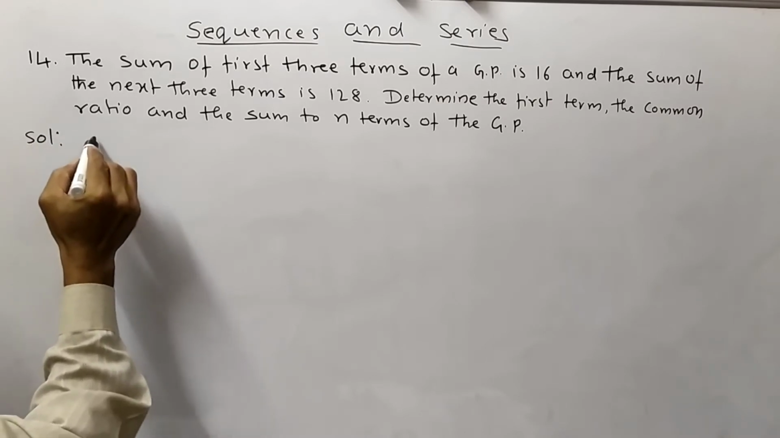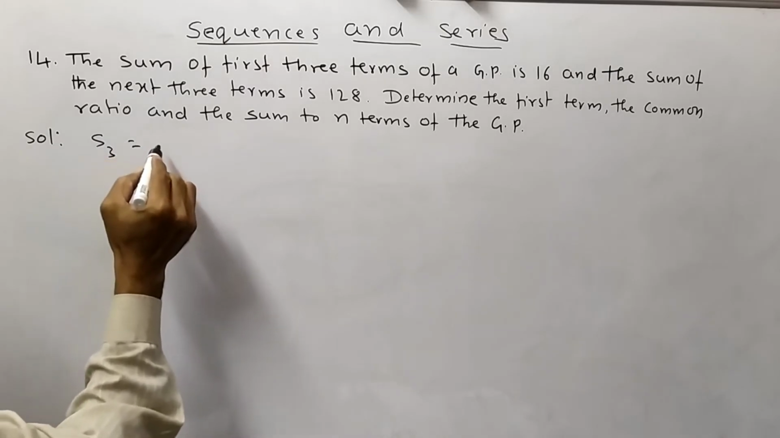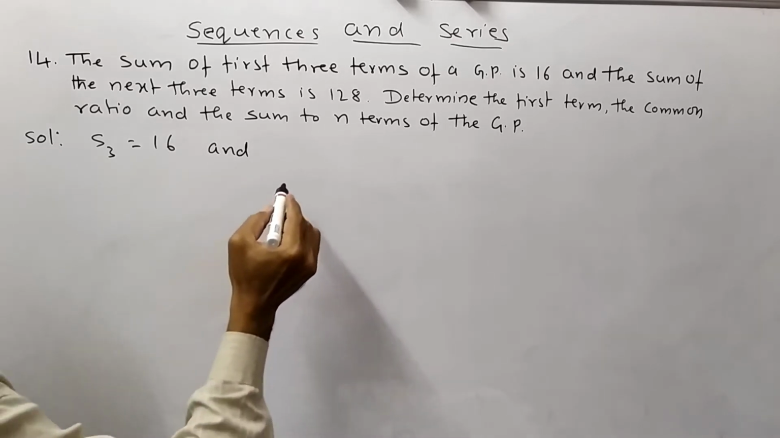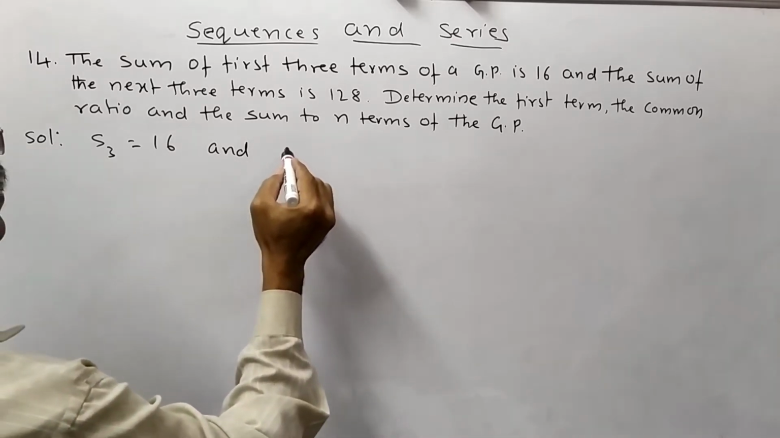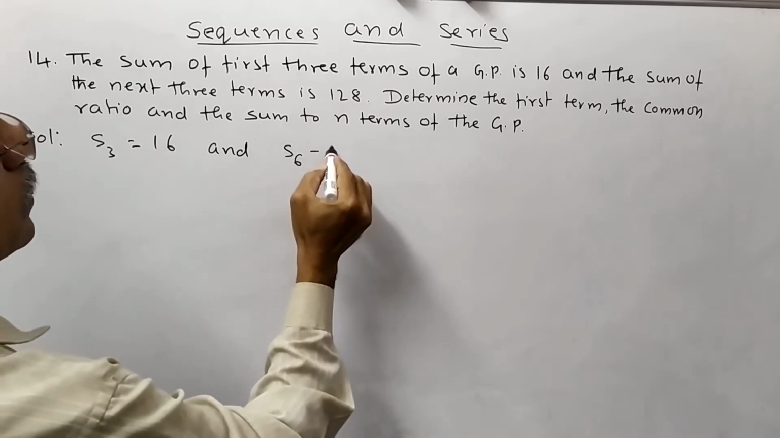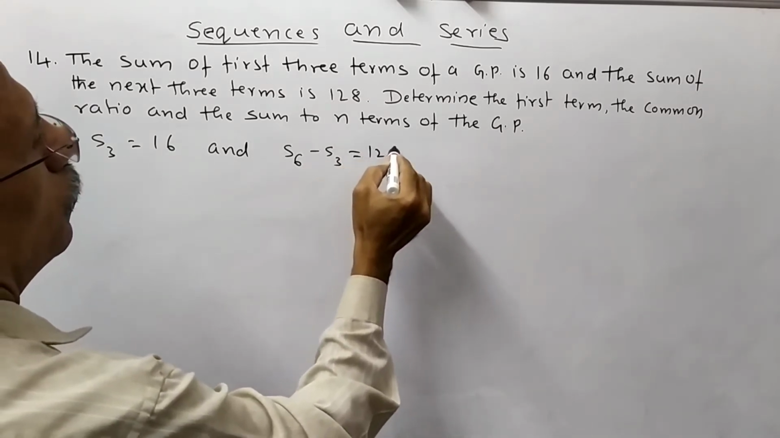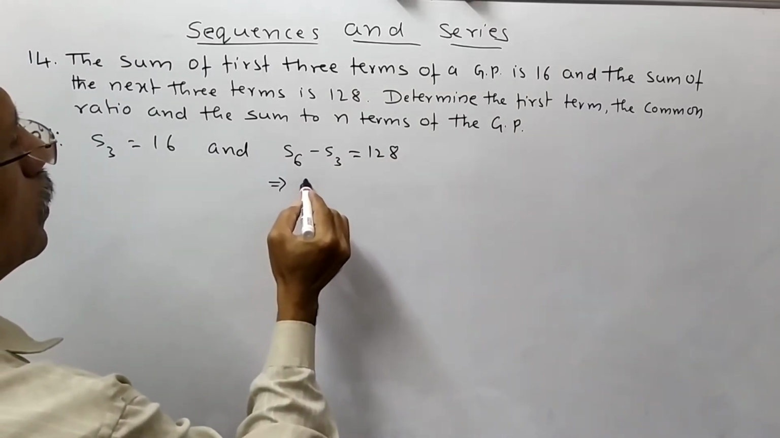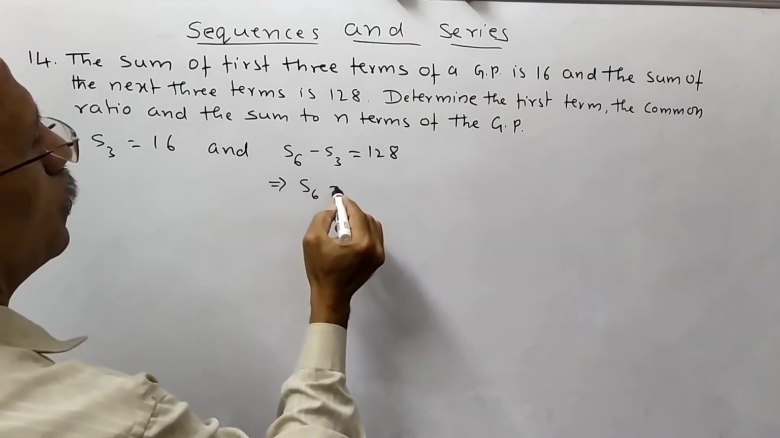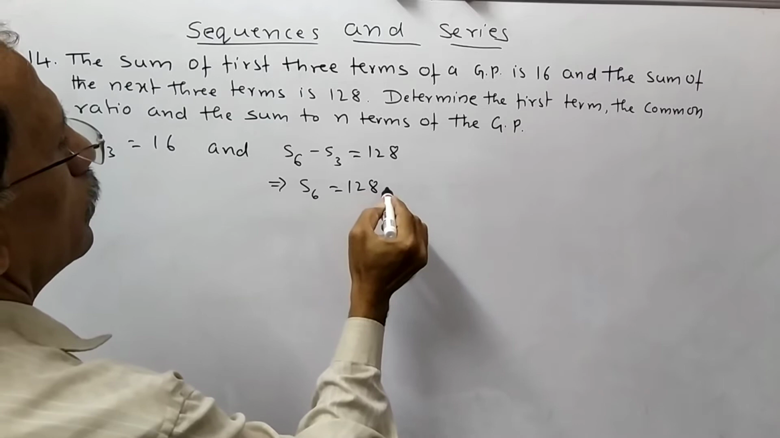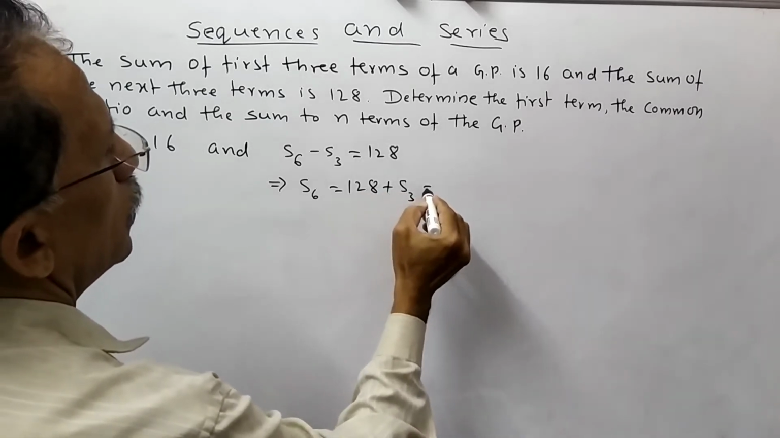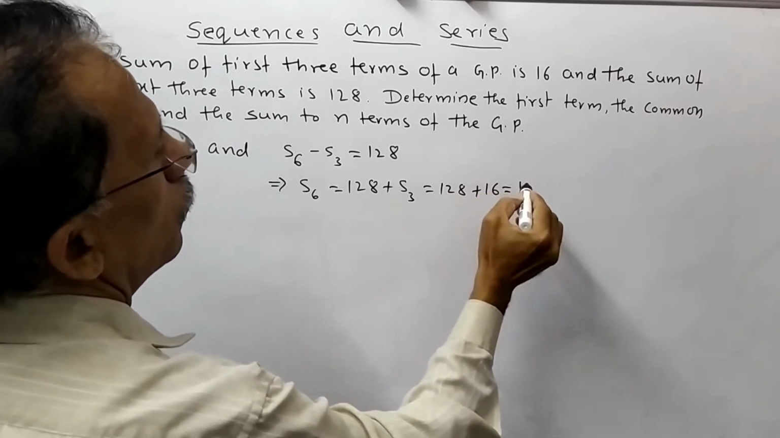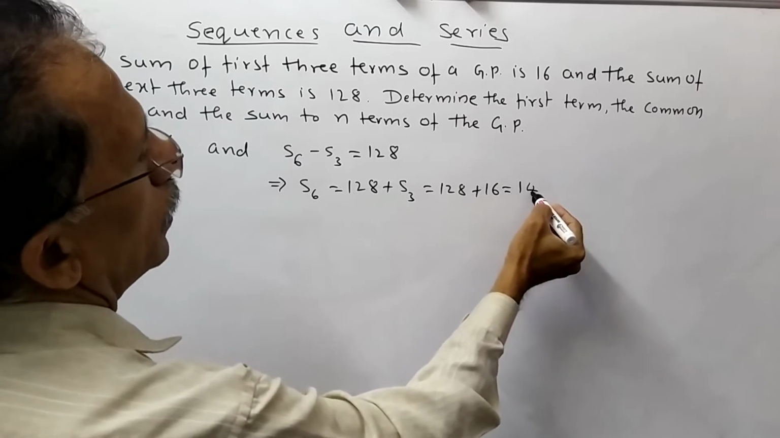Solution. We have S3 is equal to 16 and sum of next three terms, that is S6 minus S3, is equal to 128. This implies S6 is equal to 128 plus S3, which is 128 plus 16, is equal to 144.